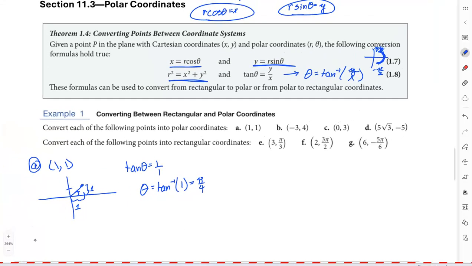And then I need to figure out what r is. I can use x squared plus y squared is equal to r squared. I could also think about this in terms of the Pythagorean theorem, because I would want to know this radius value. I know this side is 1, and I know this other side is 1, and both of those are legs. So I have 1 squared plus 1 squared is equal to r squared. So r would be equal to the square root of 2. So my ordered pair, which we're going to write as (r, theta), is going to be the square root of 2 and then pi over 4.